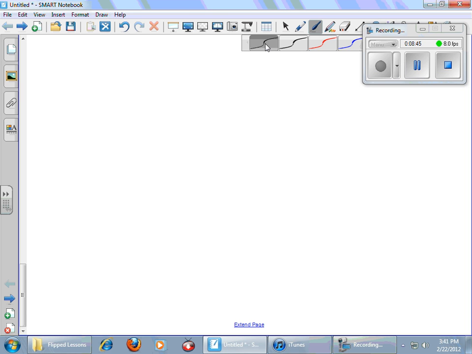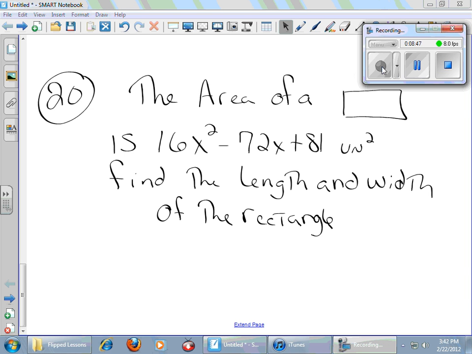Hold on one second. Okay, this is problem 20 on 9.6b. It says the area of a rectangle is 16x squared minus 72x plus 81 units squared. Find the length and width of the rectangle in terms of x.